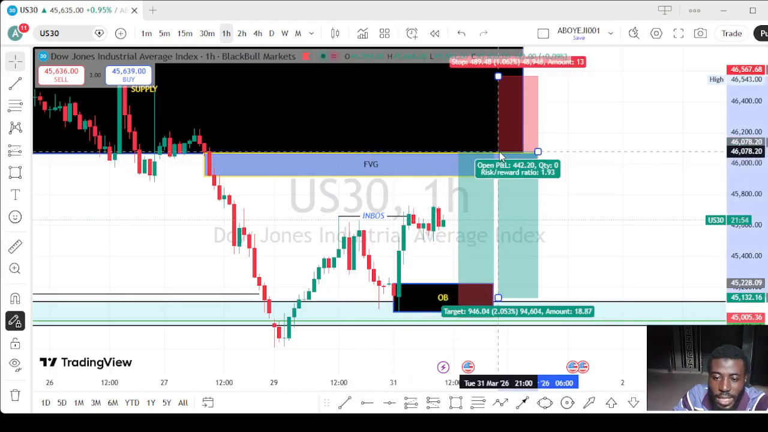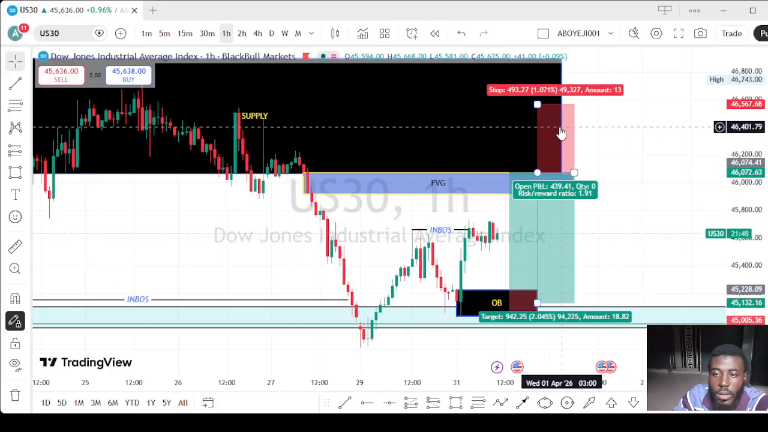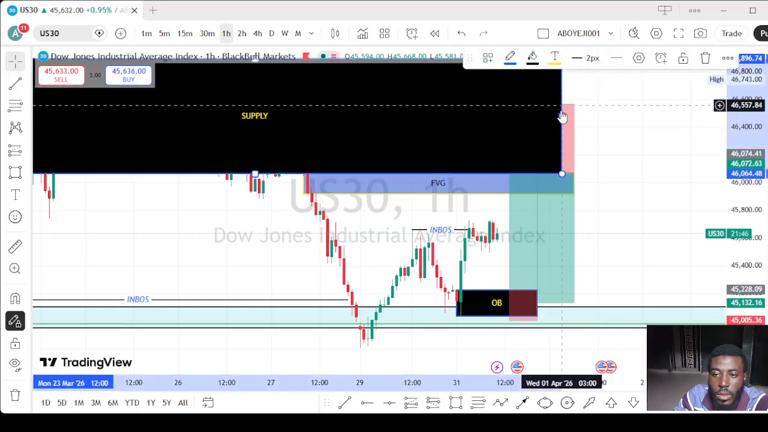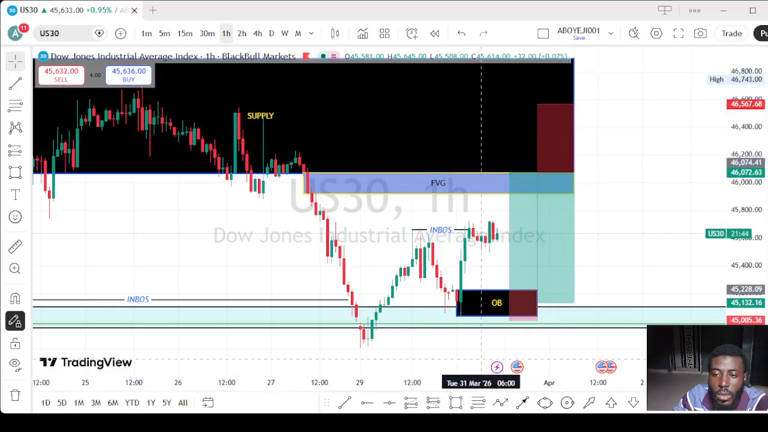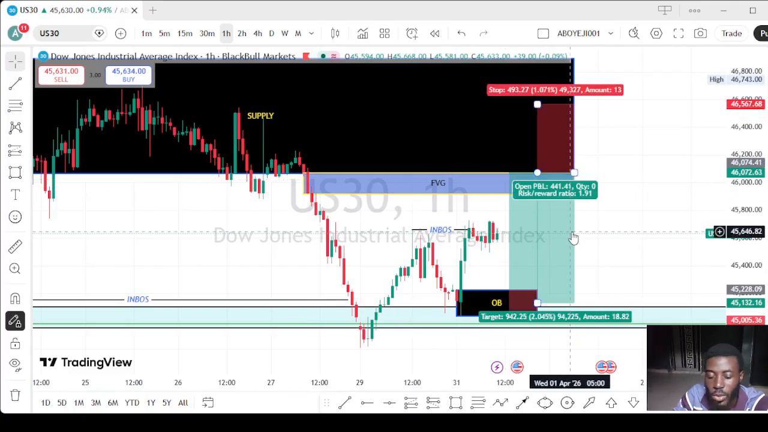So this is where we are selling if you want to sell. If you want to sell, this is what we are selling. This is where we are selling.